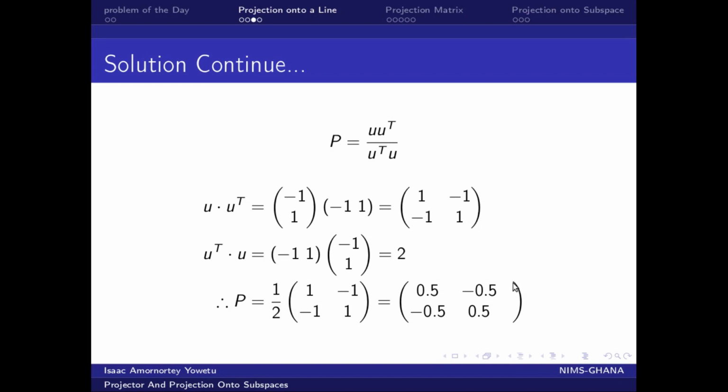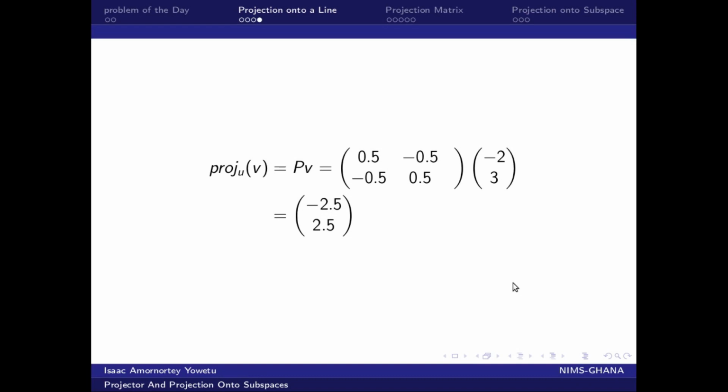We then want to look at the projection of V onto our U. So this is our matrix P. Once we know our matrix P and our vector V, we just multiply, and we get the projection vector, which is -2.5 and 2.5. This gives us a fair idea about what we are going to look at.